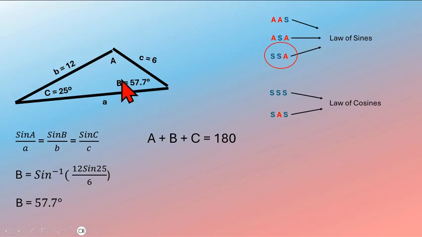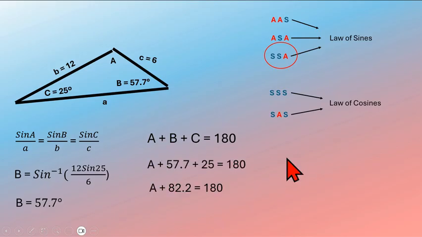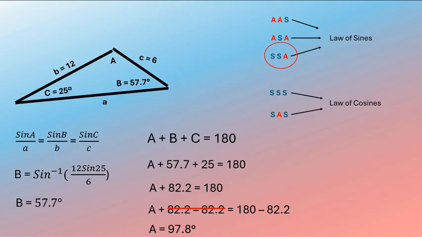So instead what we did is we found angle B, and then we're able to put it into this equation and find the correct angle A. All right, subtract 82.2 on both sides. You get that angle A is 97.8.